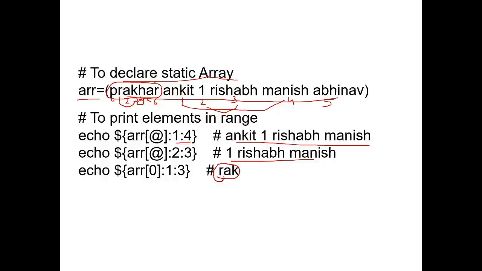So this is the way to declare the range of arrays in shell scripting. If you want to display the whole array range, or if you want to display only specific characters from a particular index position, even that you can do, as we have seen in this.